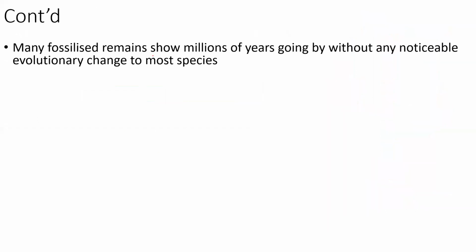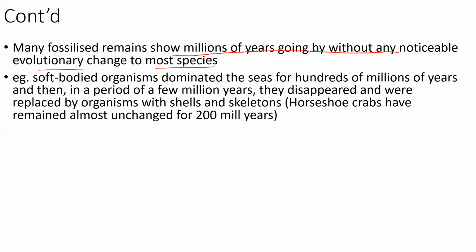Many fossilized remains show millions of years going without any noticeable evolutionary change to most species. For example, soft-bodied organisms dominated the seas for hundreds of millions of years, and then in a period of a few million years, they disappeared and were replaced by organisms with shells and skeletons. Horseshoe crabs have remained almost unchanged for 200 million years.